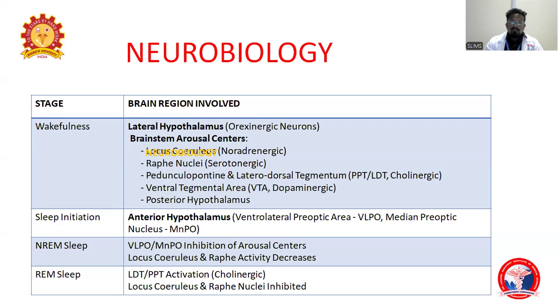In NREM sleep, the brain regions involved are VLPO and MnPO, which inhibit the arousal centers, so the activity of the locus coeruleus and raphe nucleus decreases. In REM sleep, the brain regions involved are the LDT and PPT, with cholinergic activation, and the locus coeruleus and raphe nucleus are inhibited.